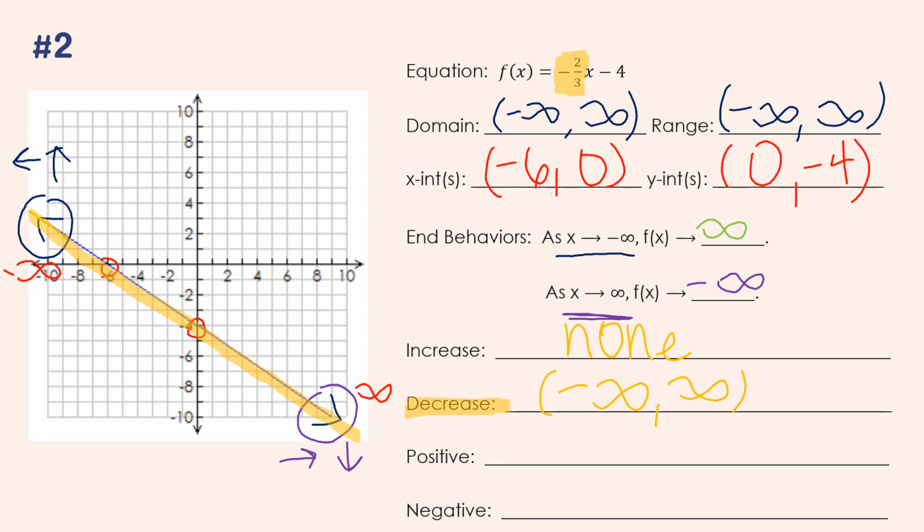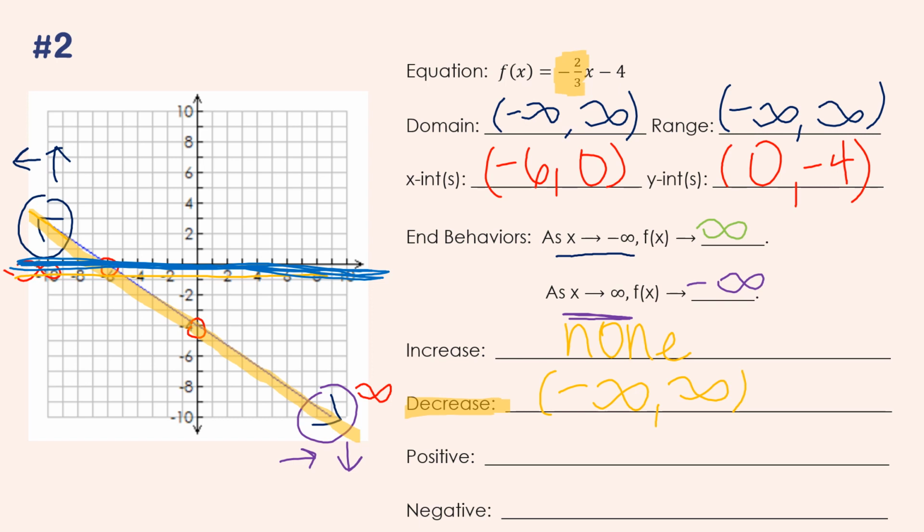All right, next we're looking at positive and negative. Positive and negative have to do with above or below the x-axis. So here is our x-axis right here. Are we above or below? That's what we want to know. I don't care if it's going up. I don't care if it's going down. All I care about is above or below.